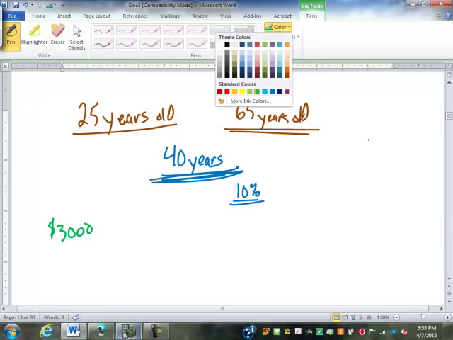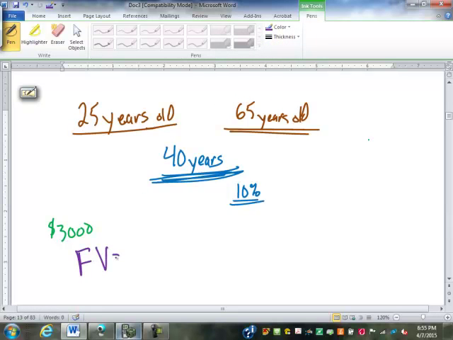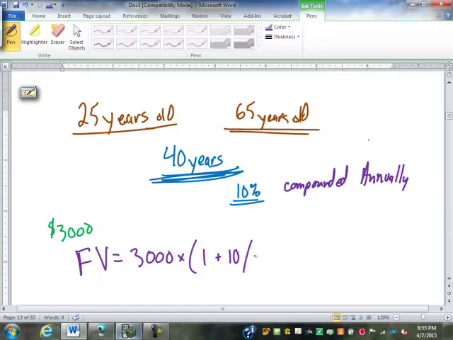The future value of that $3,000, and we're going to say this is compounded annually, annually, of course, means just once a year. So this is going to be 1 plus 10 divided by what? 1. Yeah, in fact, it should be 0.10 for 10%. 0.10 divided by 1 because it's only compounding once a year to the power of, careful, 40 years. Once a year would be 40.